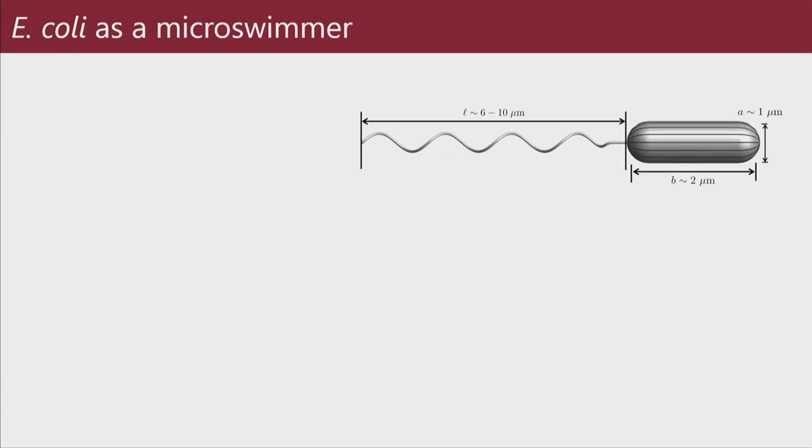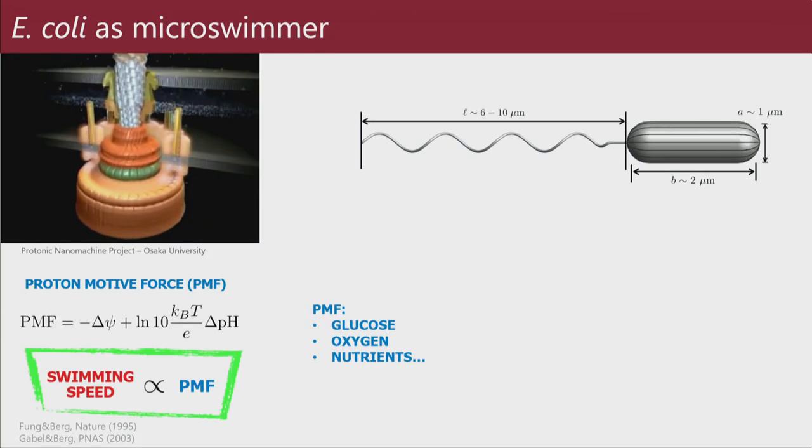We're also interested in E. coli because it is an excellent microswimmer. It can propel itself in a low Reynolds number world thanks to the rotation of a bundle of flagella. This is possible thanks to the flagellar motor. The flagellar motor is a marvelous nanomachine developed by evolution that works at nearly 100% efficiency and is able to translate an electrochemical gradient of protons, the PMF, into net movement.